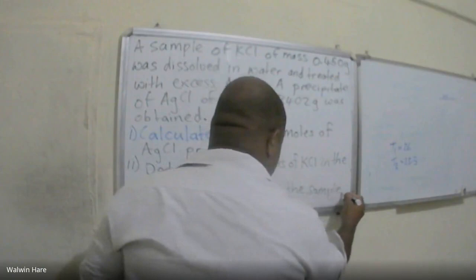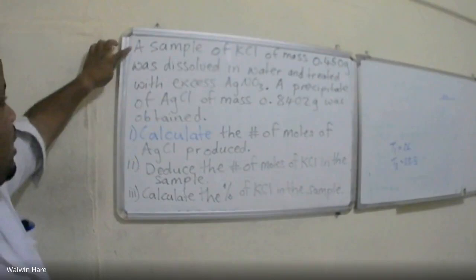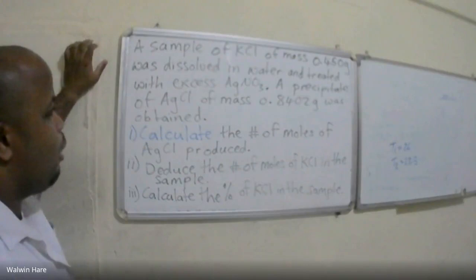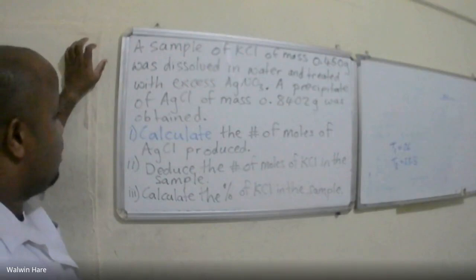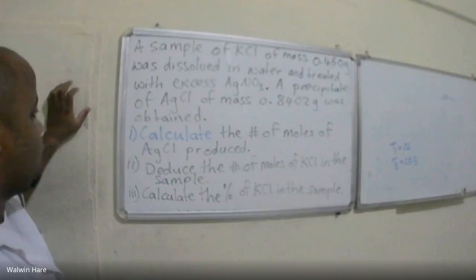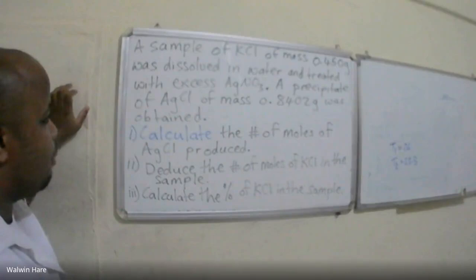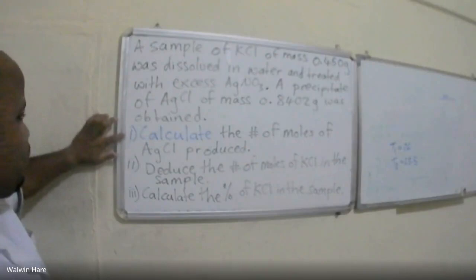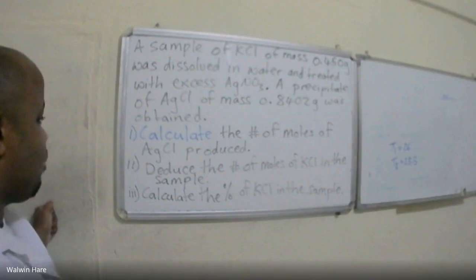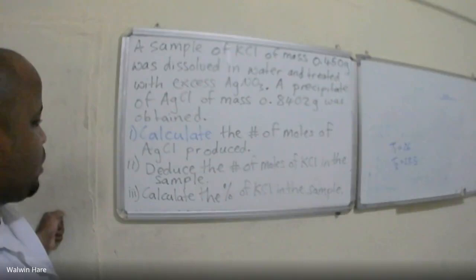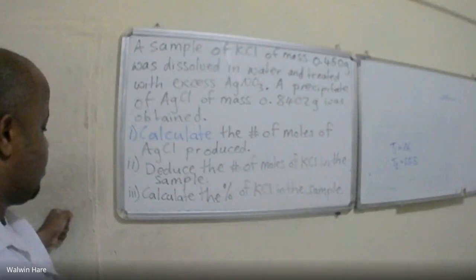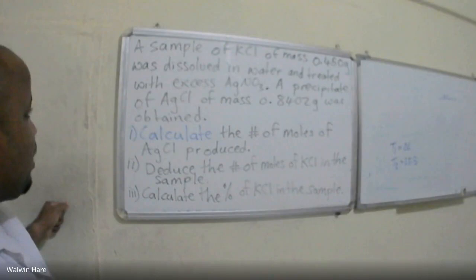All right, so I'm just going to read it in case I can't see any of it properly. A sample of potassium chloride of mass 0.450 gram was dissolved in water and treated with excess silver nitrate. A precipitate of silver chloride of mass 0.8402 grams was obtained. First question, calculate the number of moles of silver chloride produced. Question two, deduce the number of moles of potassium chloride in the sample. And three, calculate the percentage of potassium chloride in the sample. All right, so 4 minutes again, and then we'll work it.